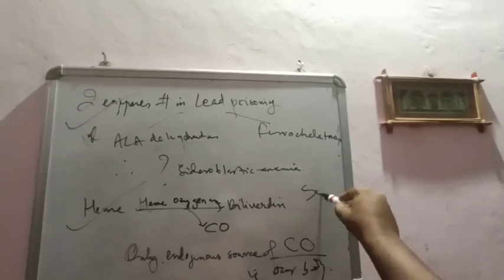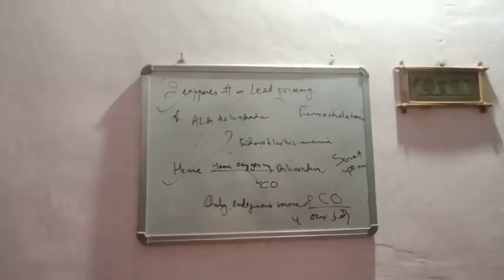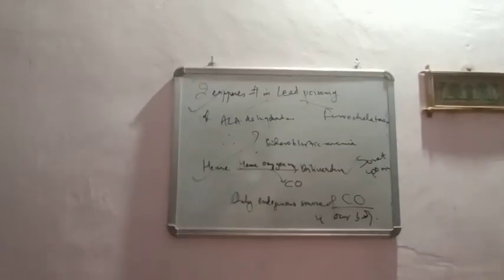So these are two MCQ points that I told you. And that Soret band at 400 nanometer is also another random MCQ. I don't think it will come again, but still. So that's our topic. Thank you.